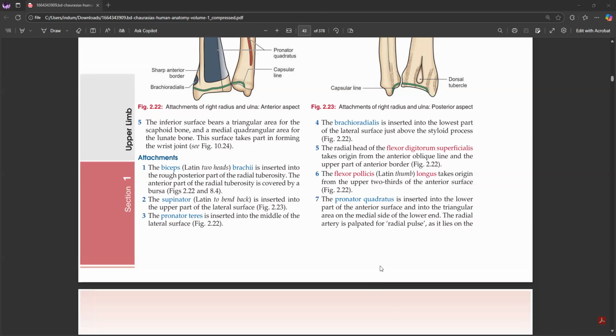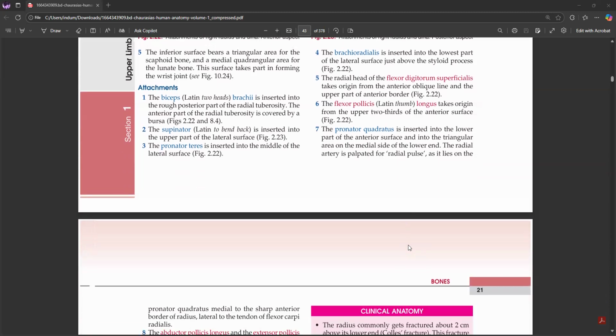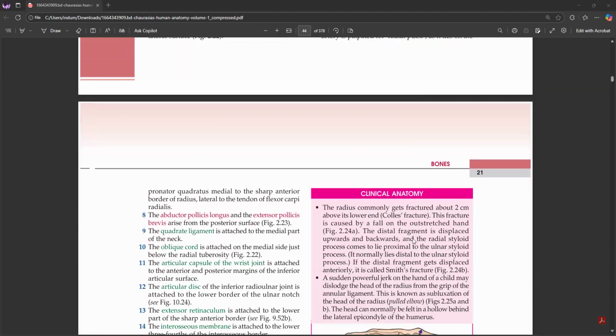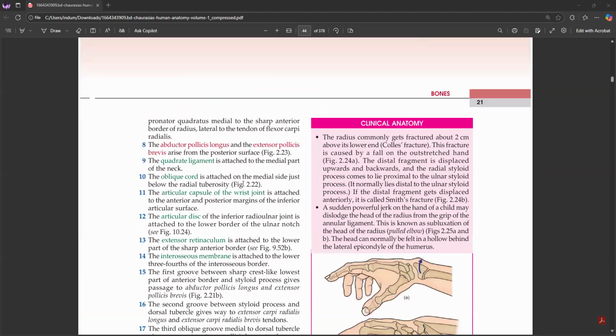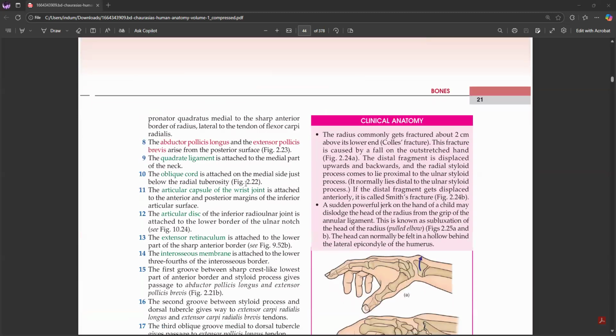The pronator quadratus is inserted into the lower part of the anterior surface and into the triangular area on the medial side of the lower end. The radial artery is palpated for radial pulse as it lies on the pronator quadratus, medial to the sharp anterior border of the radius, lateral to the tendon of flexor carpi radialis.